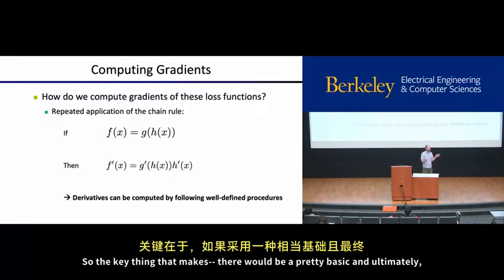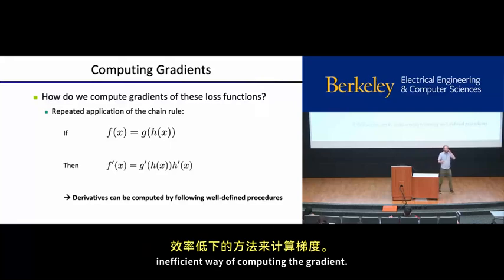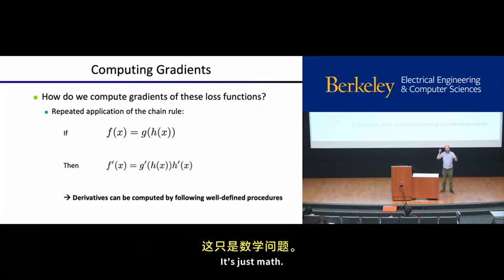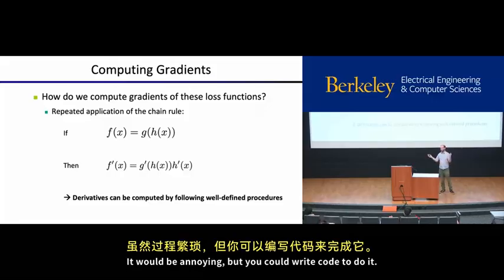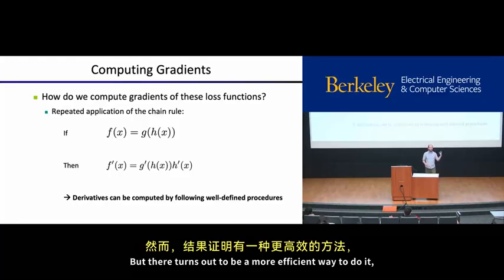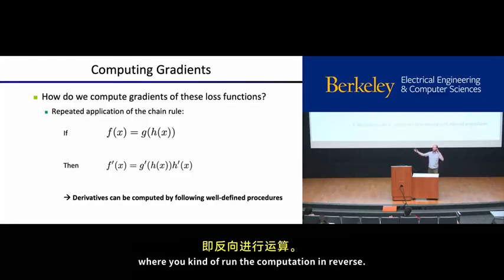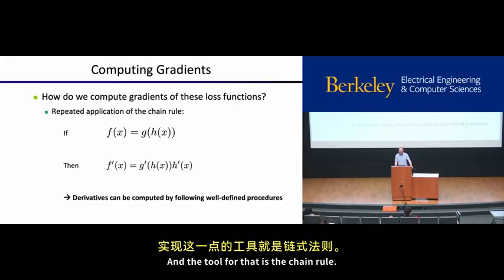There would be a pretty basic and ultimately inefficient way of computing the gradient. It's just math. You have all your parameters. You compute the partial derivatives one by one. It would be annoying, but you could write code to do it. But there turns out to be a more efficient way to do it where you kind of run the computation in reverse. And the tool for that is the chain rule.